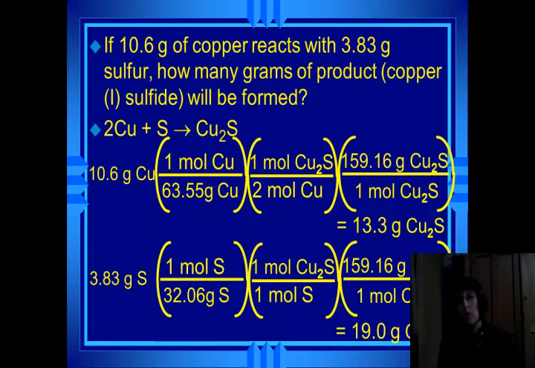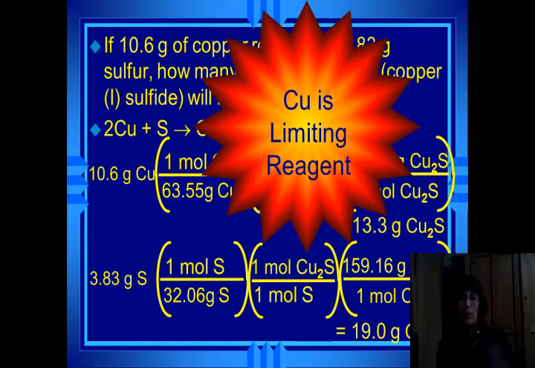So the one that's going to run out first is the copper. And if you look right there then, copper is the limiting reagent because we run out of it first. And we know that because when we did our 2 stoichiometry problems, which one of those two reactants created the least amount of product, and that's the copper.